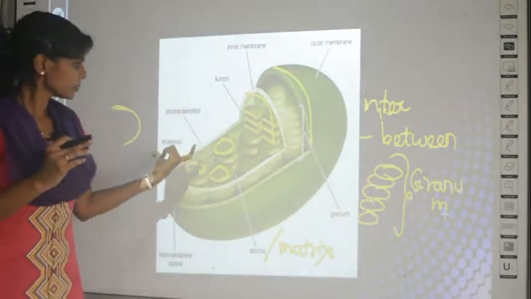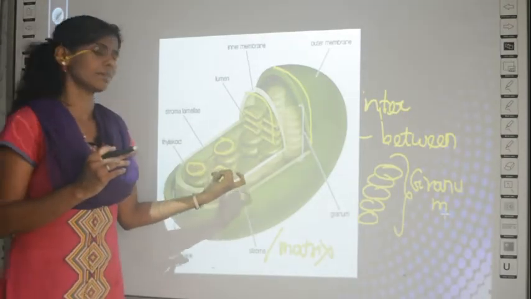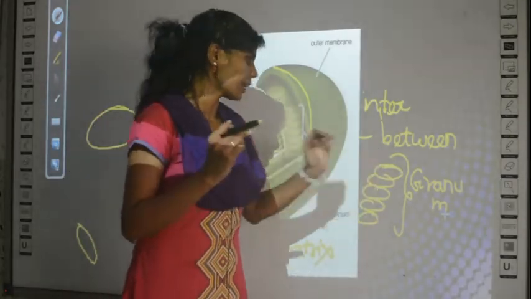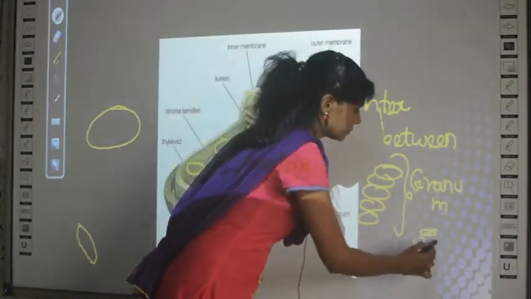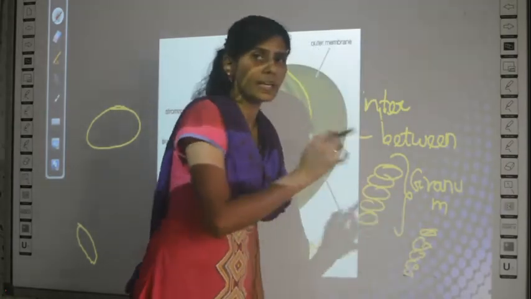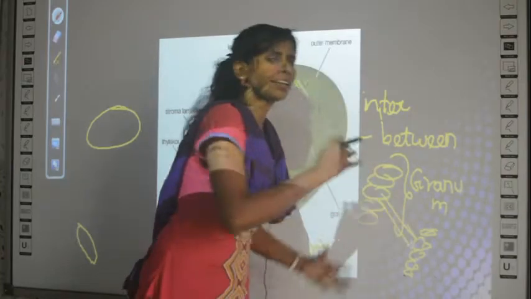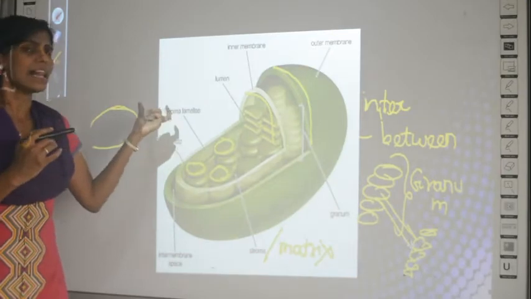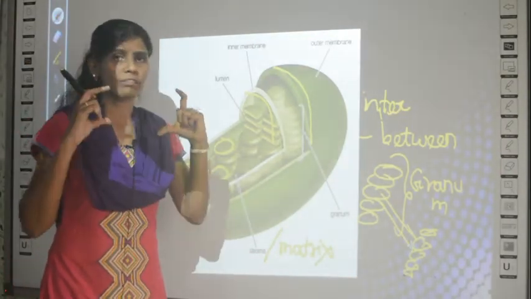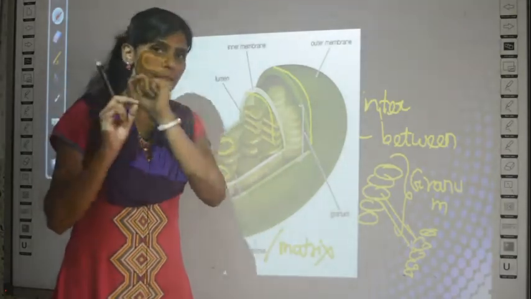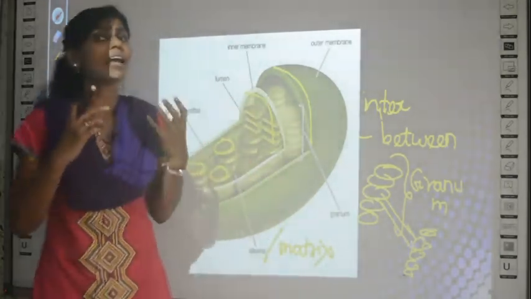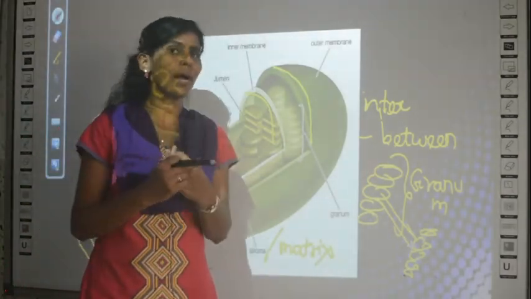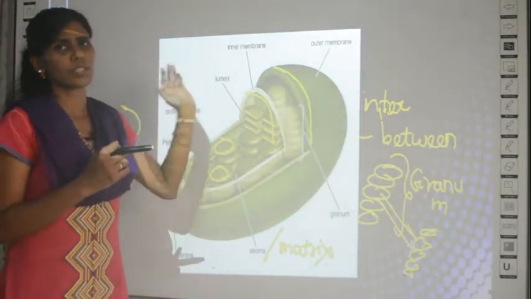And two of such grana, singular is called granum and plural is called grana. Okay, suppose there is one granum here and another granum here, these two grana are linked together like a bridge like structure. Okay, and that bridge like structure is called Stroma Lamellae. What did I tell you? If there are two grana, there is a bridge connecting both the grana, and that structure is called Stroma Lamellae. What is it called? Stroma Lamellae.